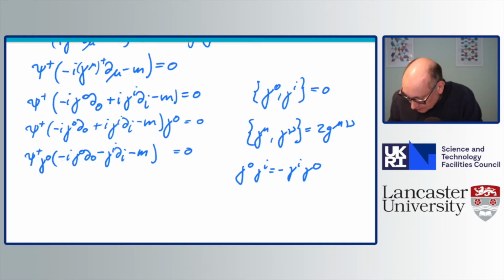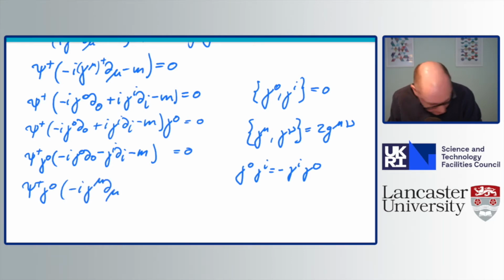Now we have the same sign on the gamma 0 contraction and the gamma 1, 2, 3. So therefore, we can write this as psi dagger gamma 0 minus i gamma mu d mu minus m equal to 0. So we see that it is indeed relativistically covariant. And that's obvious when it acts on psi dagger gamma 0. It wasn't clear when it was acting just on psi dagger.